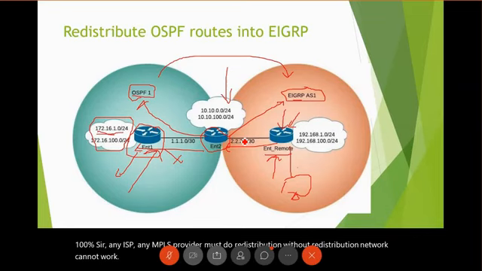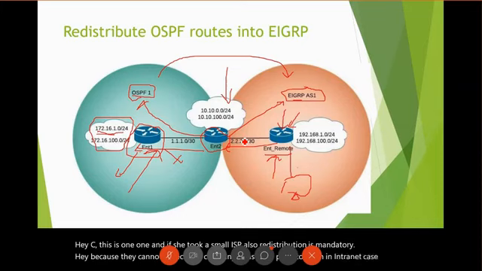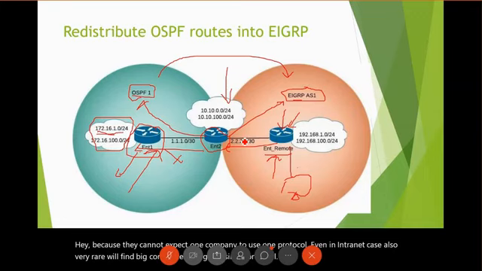See, this is one end. If you take even a small ISP, redistribution is mandatory. We cannot expect one company to use one protocol. Even in the intranet case, it is very rare to find big companies using one single protocol. But now almost it is standardized, no? Everywhere OSPF in MPLS. I think apart from OSPF, no other protocol is being used.